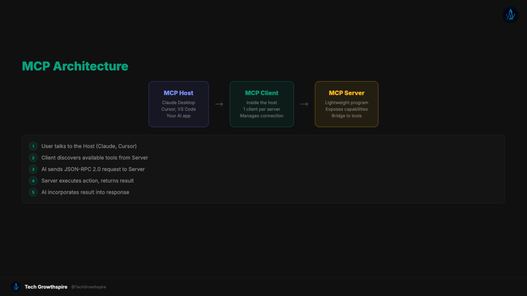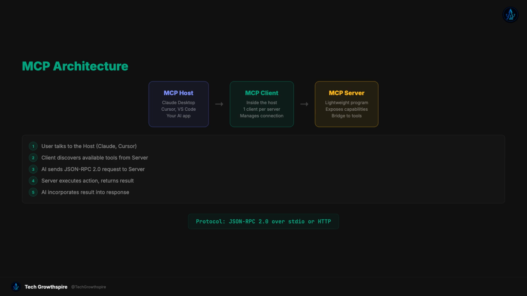The communication flow works like this. The user talks to the host. The host's MCP client discovers what tools the server offers. When the AI needs to use a tool, it sends a JSON-RPC 2.0 request to the server. The server executes the action and returns the result. The AI incorporates the result into its response. It's a clean, request-response loop over a standardized protocol.